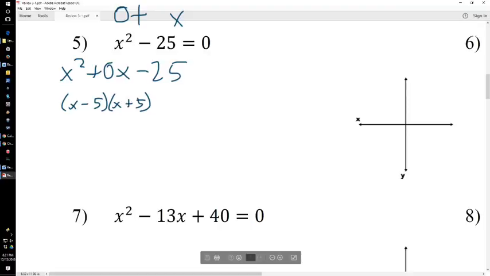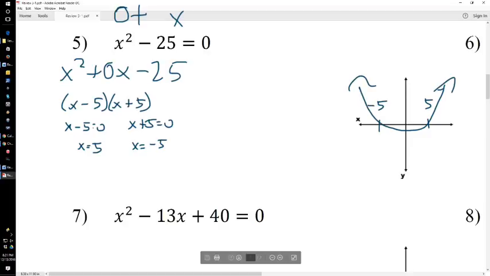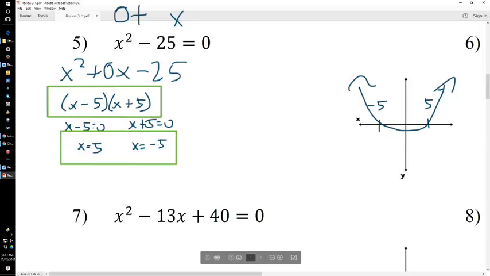And from here, again, set them equal to 0. x minus 5 equals 0, so x equals 5. x plus 5 equals 0, so x equals negative 5. And when we graph it, we have a negative 5 and a positive 5. And there you go. On your test, we're really not going to graph these, but what you are required to give on the test is your factors and your solutions. All right, go ahead and try the rest of this on this page. I am going to do a video on the other, 9 or 10 or however many, on this side of the page.